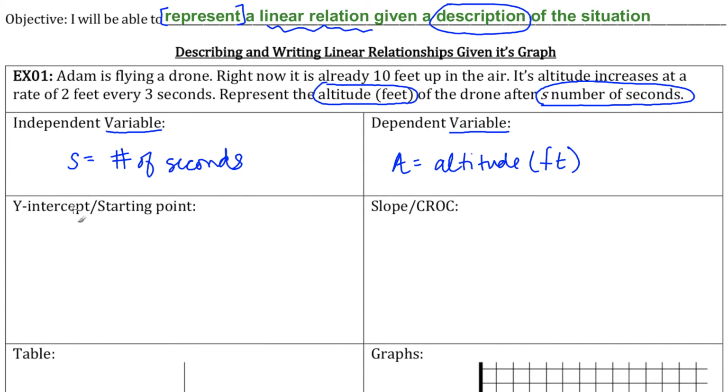Don't forget that our y-intercept is our starting point. So where do we think about our dependent variable? Where does our altitude start? Adam's flying a drone. Right now it's already 10 feet up in the air. So our altitude starts at 10 feet. So it's going to be 0, 10. Make sure this 0 goes first. It will be 0 and then y. You'll put it in this format, 0, comma y. In our case, after 0 seconds, it's 10 feet up in the air.